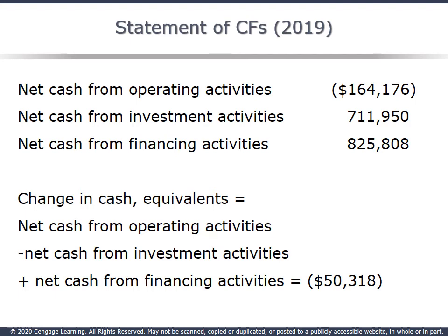So anybody could have looked at the cash account and seen that it changed. But what the statement of cash flow tells us is where that change occurred, where the firm derived cash and how it used cash.